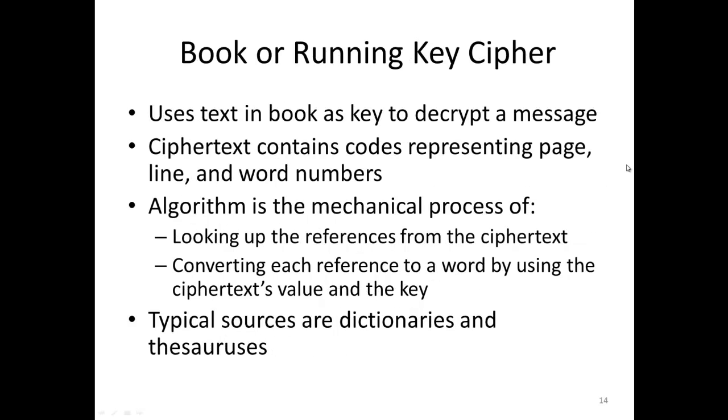Another type of cipher is the book or running cipher, and here we would use text in a book as a key to decrypt the message. Ciphertext contains codes representing page numbers, lines, and words, and then you look up the references from the ciphertext and convert each reference to a word by using the ciphertext value and the key. It's typically things like dictionaries or thesauruses or well-known documents that are used in this particular type of cipher.